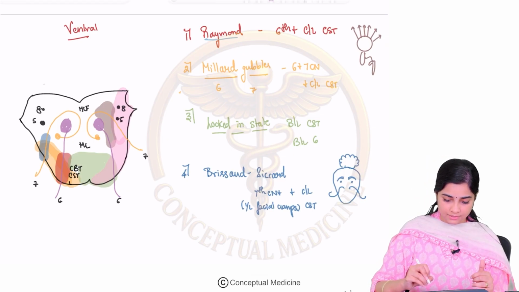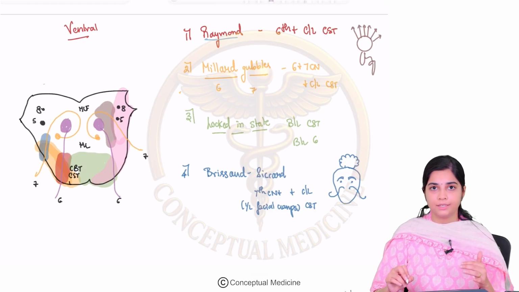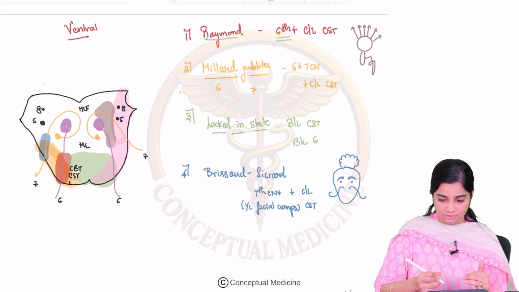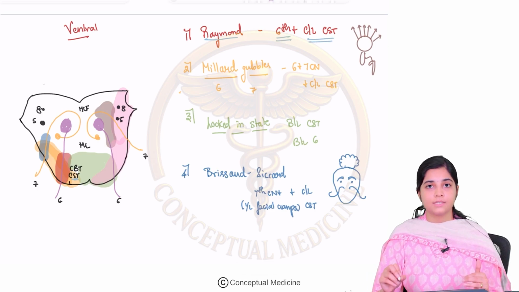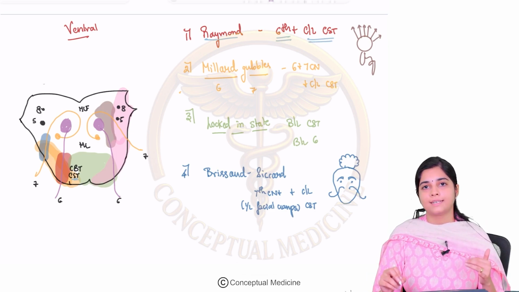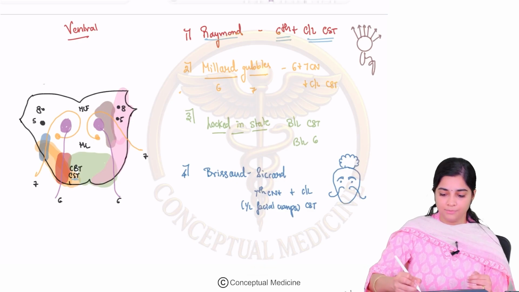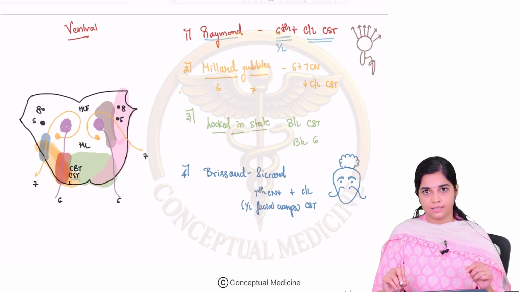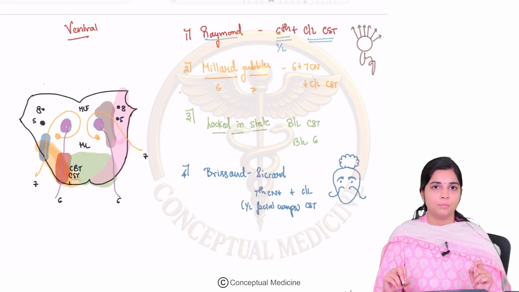In Raymond syndrome, this is highlighted in red. Can you see it is the ventral part of the pons? What are the cranial nerves involved? It is the sixth cranial nerve. And what is the tract here? The corticospinal tract. So sixth cranial nerve with contralateral weakness. Since it is brainstem, you will have crossed hemiplegia. Ipsilateral sixth cranial nerve palsy with contralateral hemiplegia is your Raymond syndrome.